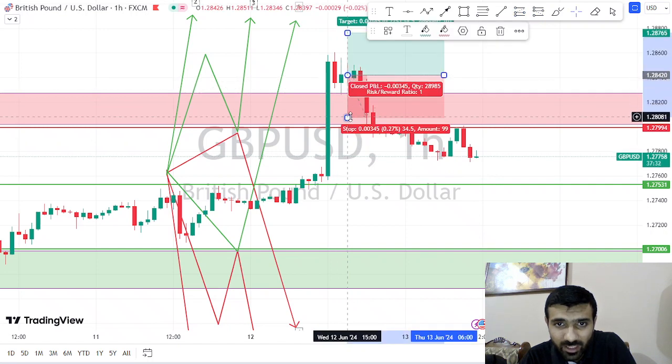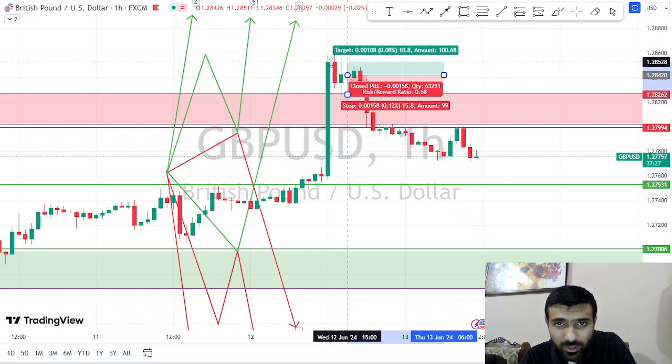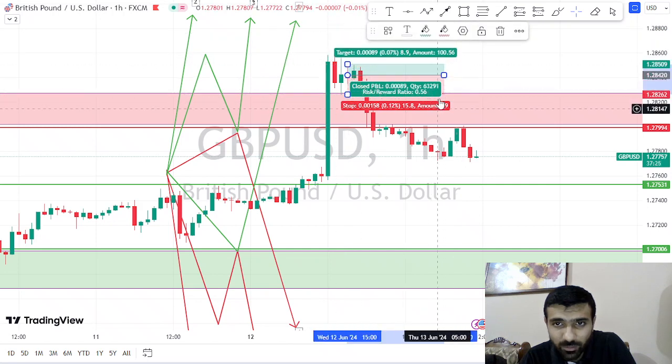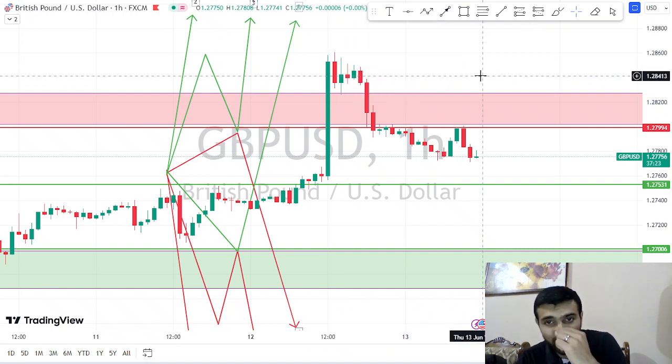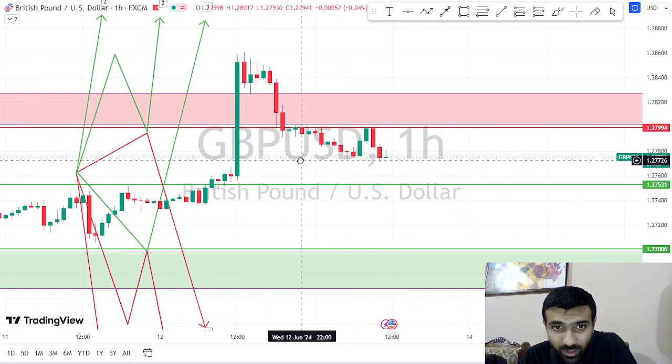Then market gave us another opportunity of buying when market tested our area of major resistance and gave us a green candle. Our stop loss will be just below this previous candle, and our take profit could have been over here, giving us a 0.5% profit.